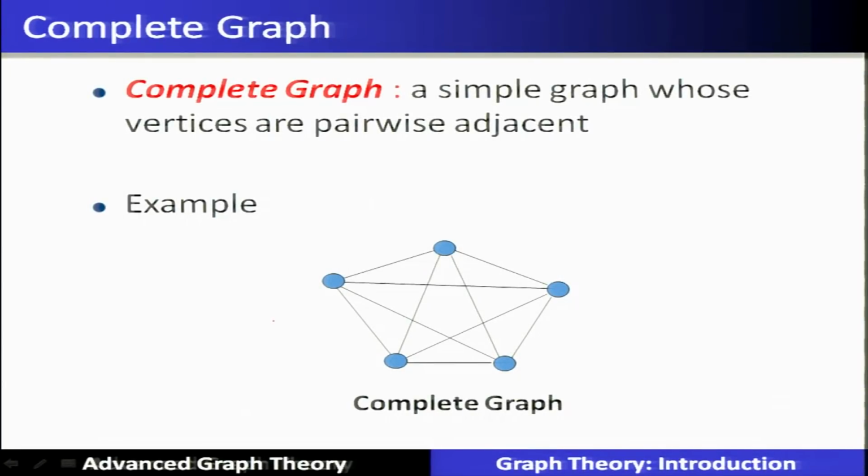We have seen one graph that is called a bipartite graph. We are going to see another graph which is called a complete graph. A complete graph is a simple graph whose vertices are pairwise adjacent. Here, in this particular graph having 5 nodes, all these vertices are pairwise adjacent. Pairwise adjacent means this vertex is adjacent to any of the others. You see that there is a connection to all the vertices, hence it is called a complete graph.